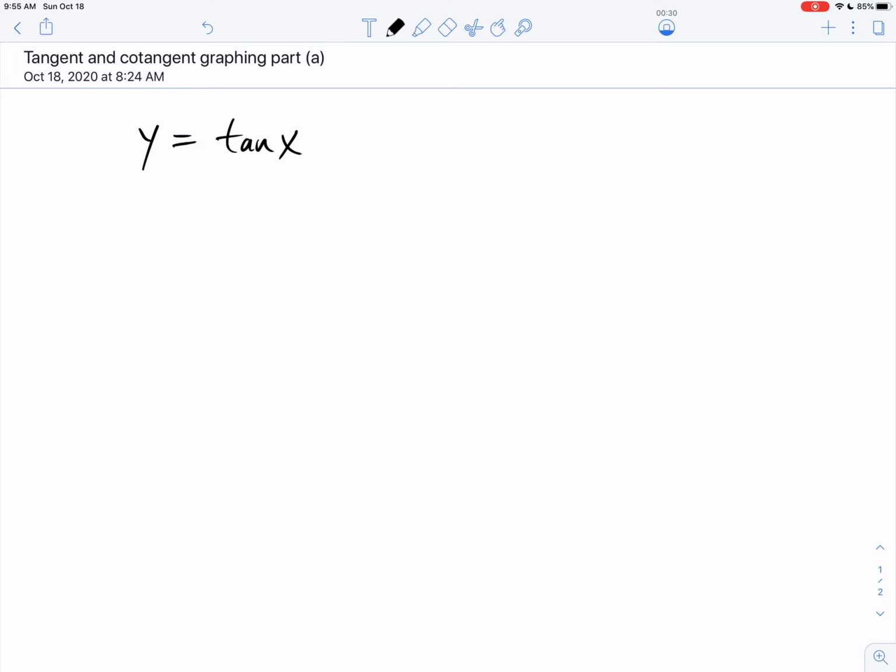So, y equals tangent x. Well, this thing right here is a 1. They didn't write it in. I'm not going to either. But that would be my bx.